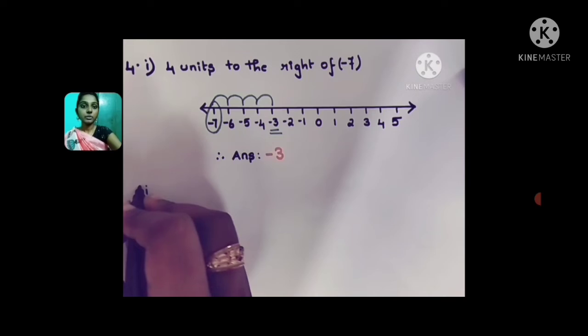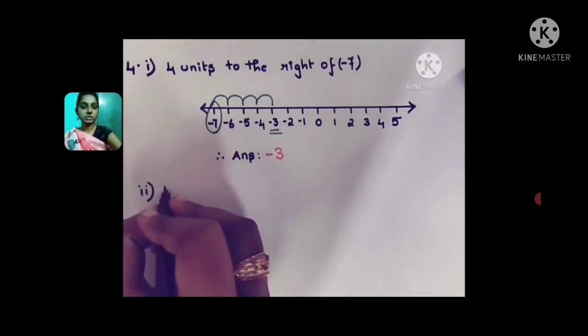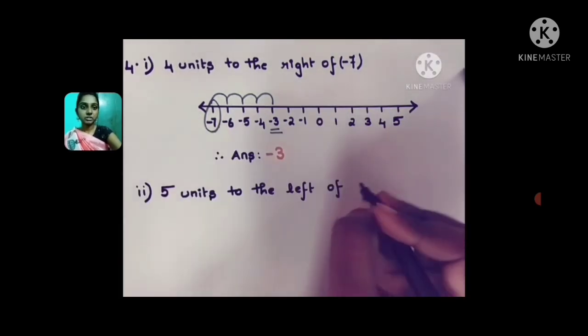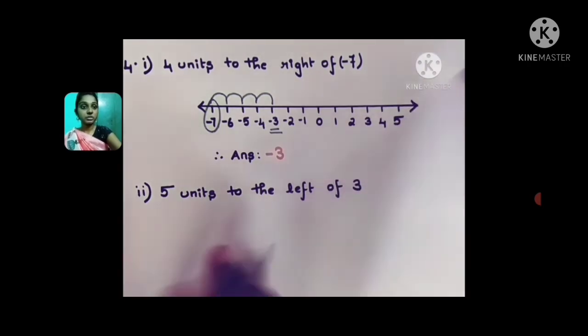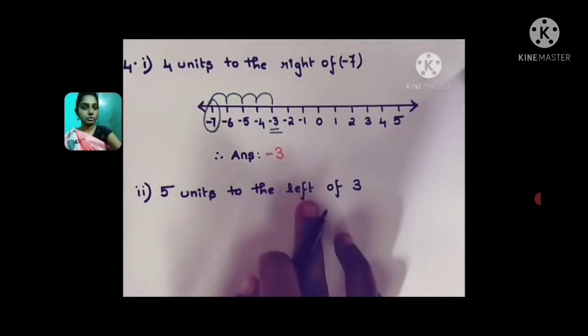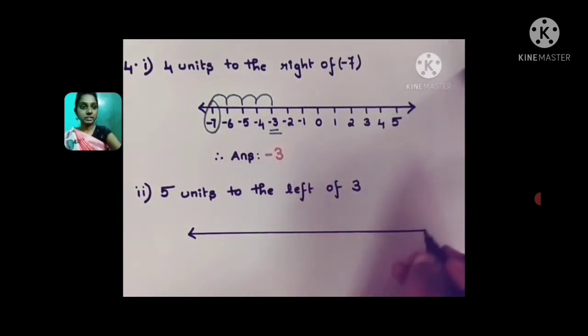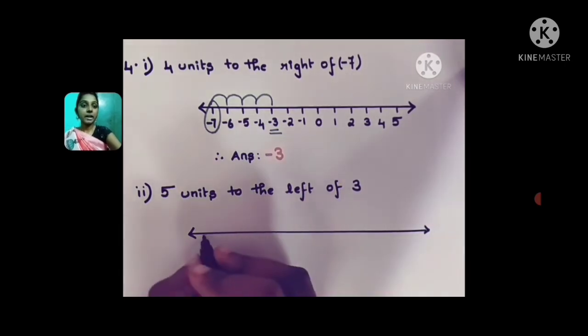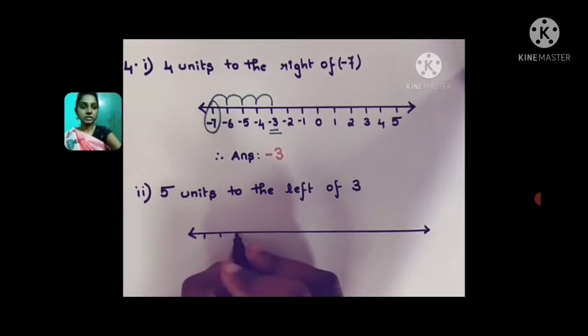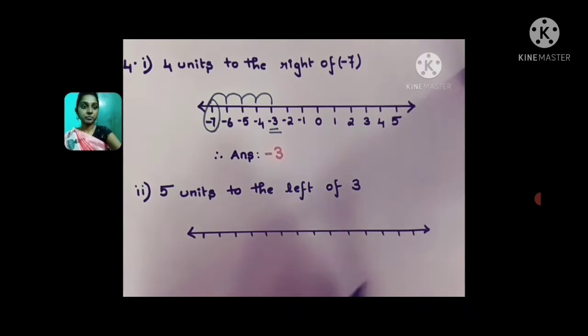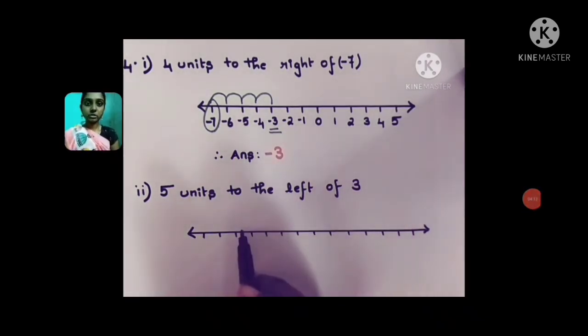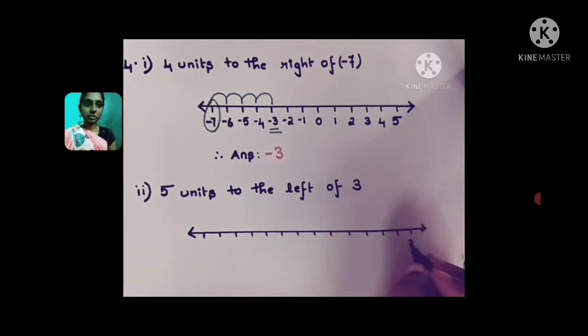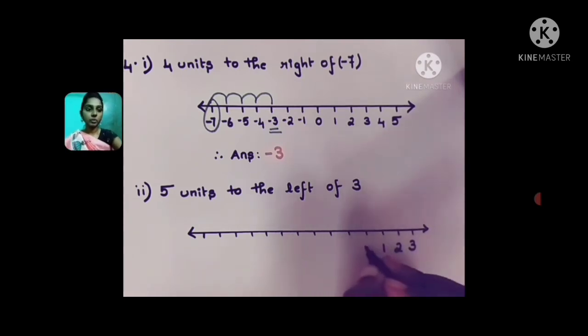The second subdivision is we need to find the integer which is present 5 units to the left of 3. So we are asked to find the integer on the left hand side of the given integer. So let us mark the given integer at the right extreme. That is, let us mark 3 at the right extreme of the number line which we have drawn. And now let us mark all the other integers on the number line.